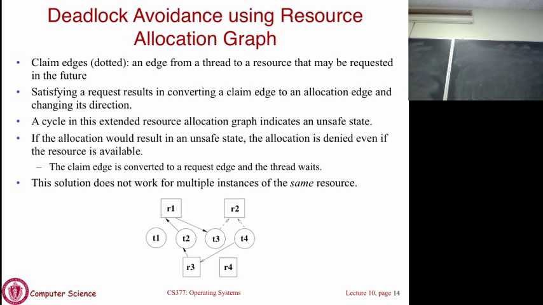So this is essentially the idea of the unsafe state again, where if we assign R2 to T4, we now have an unsafe state because if T3 goes ahead and requests R2, now we have a deadlock. People see how that works? Now, how about T3? What if T3 requests R2, and we give R2 to T3?